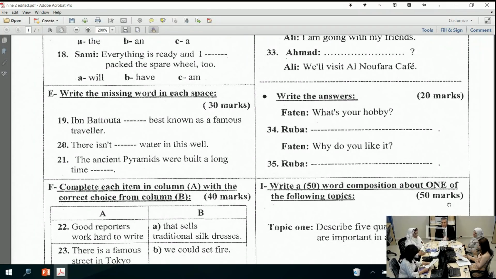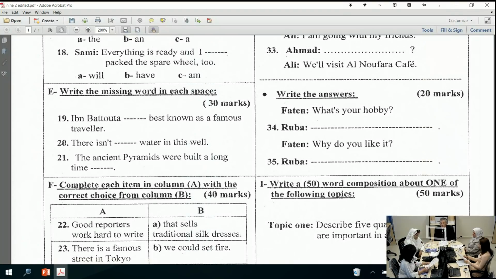There isn't water in this well. Really, we have many choices here because of the negative "isn't." Yes, we can say "any": There isn't any water in this well. There isn't enough water in this well. There isn't much water in this well.